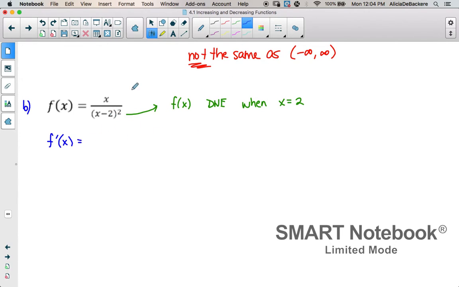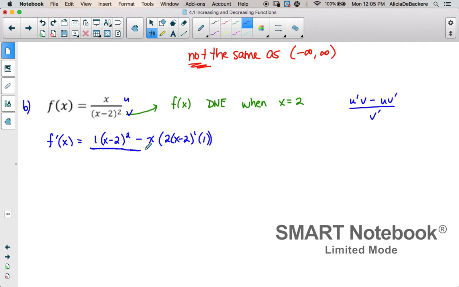Now, taking the derivative of this, I have something with x's divided by something with x's, so I'm thinking about the quotient rule. I'm going to take the derivative of the top, which is just 1, and multiply it by the denominator. And then I'll subtract. This time I'm going to leave the numerator alone and take the derivative of the denominator. Don't forget, when I take the derivative of the denominator, I'm taking the power out front. The chain rule tells me to take the derivative of the outer function and then multiply by the derivative of the inner bracket. So the derivative of x minus 2 is just 1.